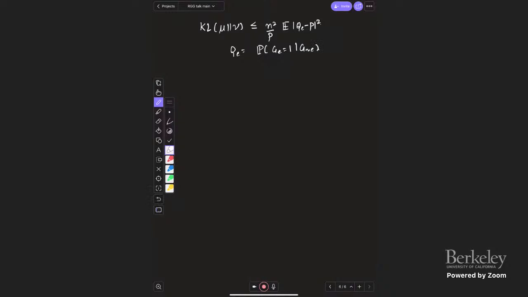Now we had the concentration type result. I'm sorry, I don't know if D or F have to be capital. I forgot.